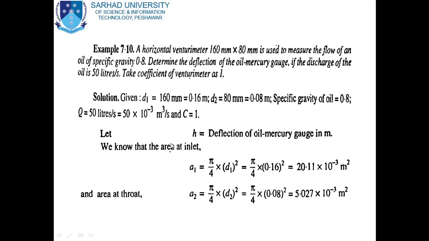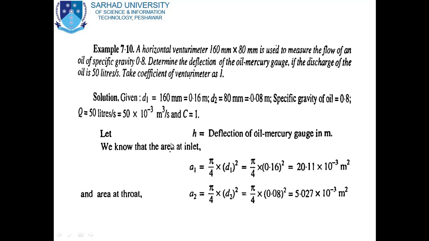So first of all, in the solution we will write the given data. Given data: D1 is equal to 160 mm, that is equal to 0.16 meter. D2 is equal to 80 mm, that is equal to 0.08 meter. Specific gravity of oil is given, which is equal to 0.8. Discharge Q is equal to 50 liters per second. Convert this 50 liters per second into cubic meter per second by dividing 50 by 1000, as 1 cubic meter is equal to 1000 liters. So you will get discharge in cubic meter per second, that is 50 into 10 to the power minus 3 cubic meter per second, and C is equal to 1.